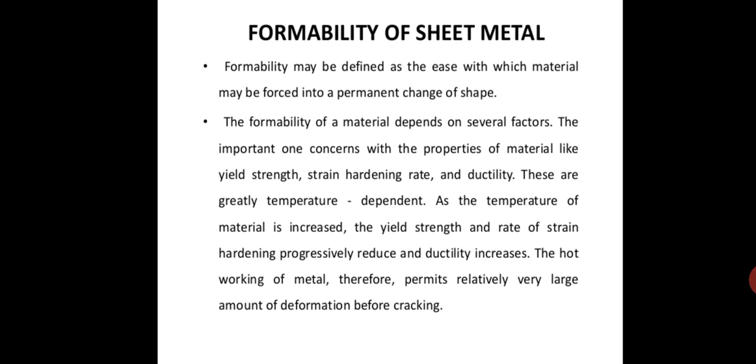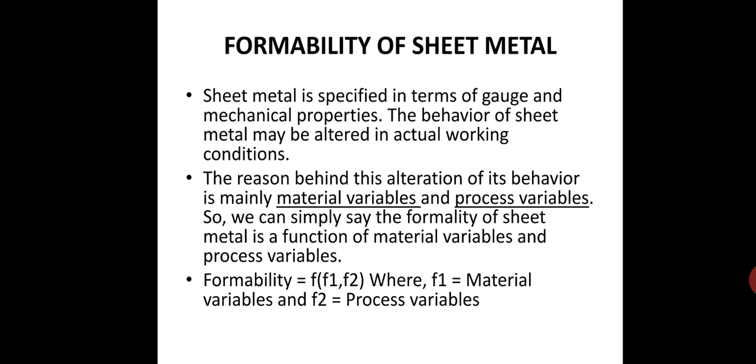Let's see the formability loss and formability test method. This is the detailed definition of formability of sheet metal. It is mainly dependent on the behavior of material variables and process variables.